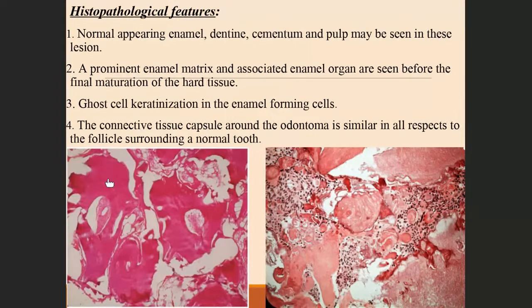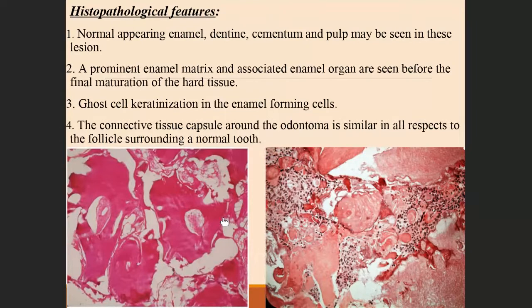Inner to that you can see the dentine. With a higher magnification, you might clearly see the dentinal tubules. Then you can see the pulp tissue in the center. Sometimes you can see cementum-like areas. Another important feature is ghost cell keratinization. That is in the second slide. You can see these amorphous eosinophilic structures here. So these are the ghost cells where you can only see the faint outline of the cell.